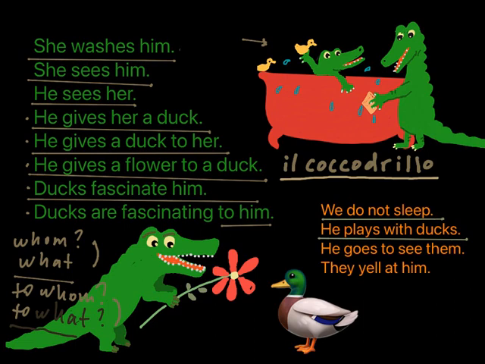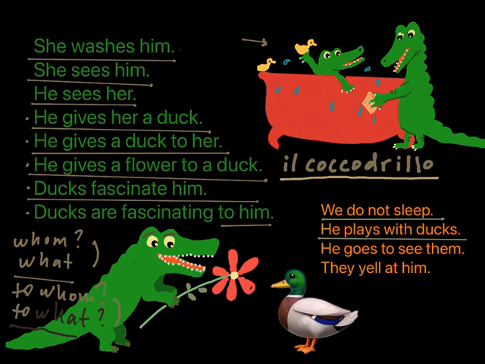He plays with ducks. He is the subject. Why? Because he does something. Plays is the verb. With ducks, because of the preposition with, is neither a direct nor an indirect object. Because with ducks doesn't answer the question whom or what, and it doesn't answer the question to whom, to what. So it's neither, it only has the subject.